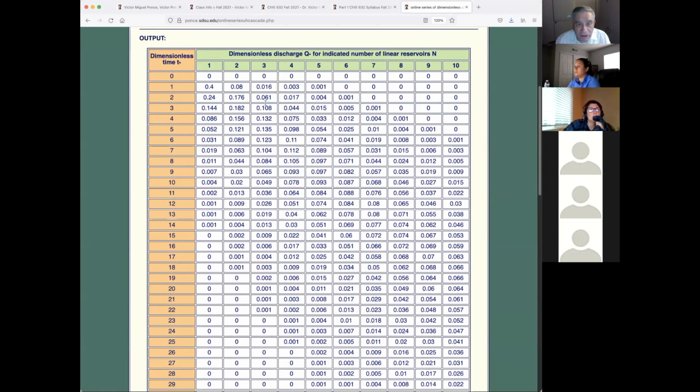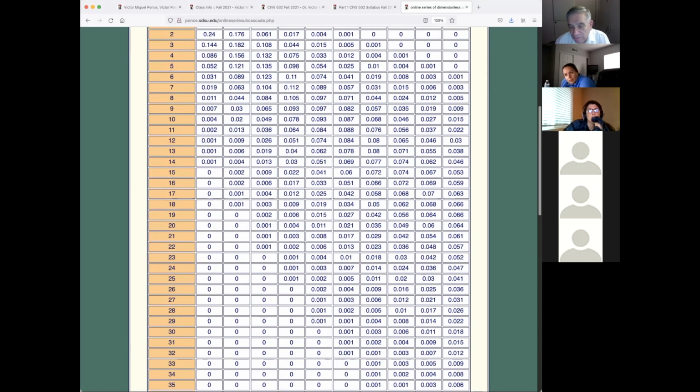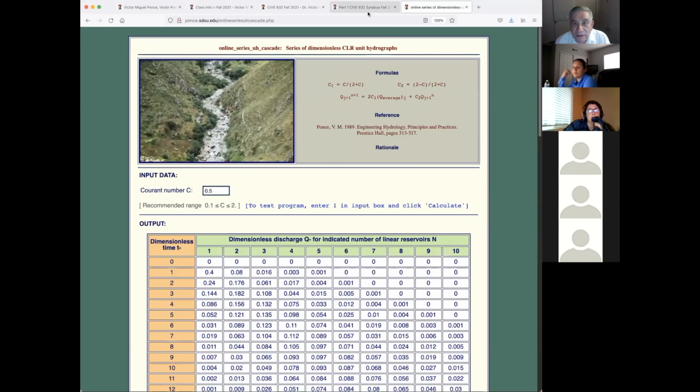We have now the dimensionless time for various n values, number of reservoirs. And as you can see, with 10 reservoirs, we have more diffusion. Over here is 0.09, the peak for 5, but the peak for 10 is 0.06. 9, 8, 7, 6. So it's more diffusion, more diffusive.